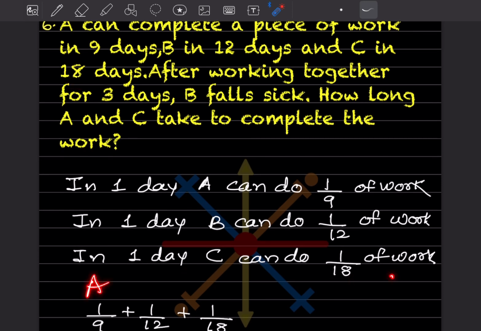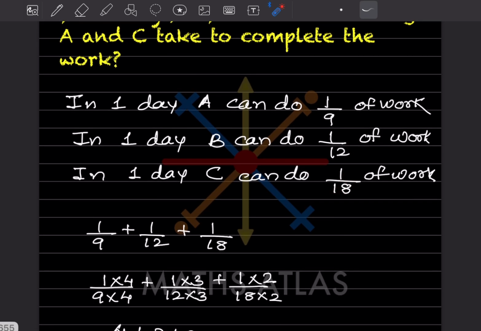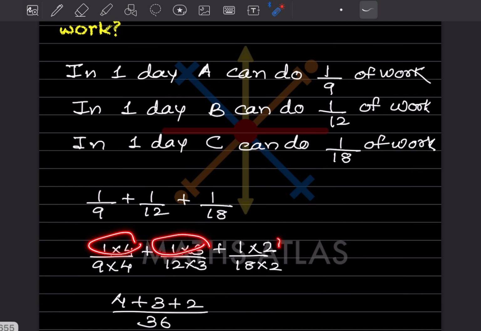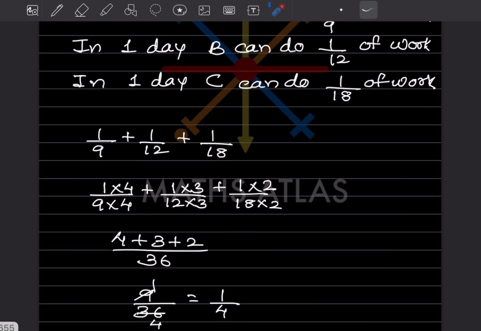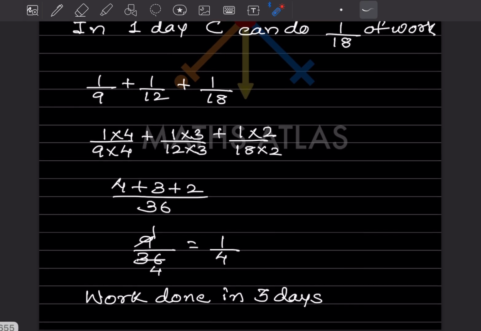So this is all together, you are going to add all of this. Now here the LCM is 36. So this should be multiplied by 4, this by 3, and this by 2. Same thing in the numerator. So this is going to be 4 plus 3 plus 2 by 36, which is 9 by 36, which will be 1 by 4. So now this was for 1 day.